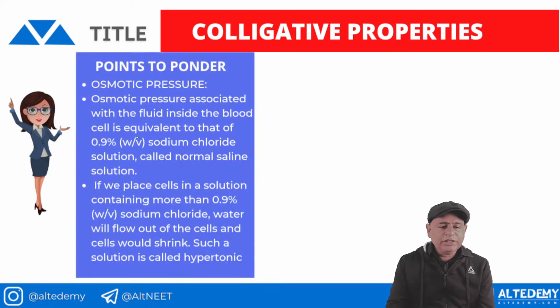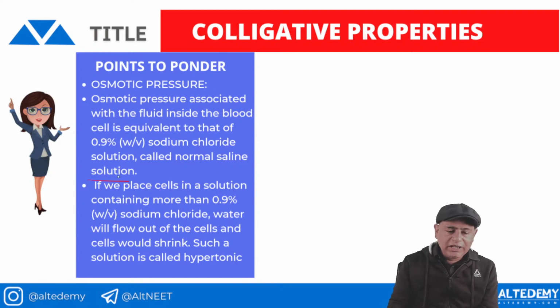Osmotic pressure associated with the fluid inside the blood cell is equivalent to that of 0.9% W by V sodium chloride solution, called the normal saline solution.